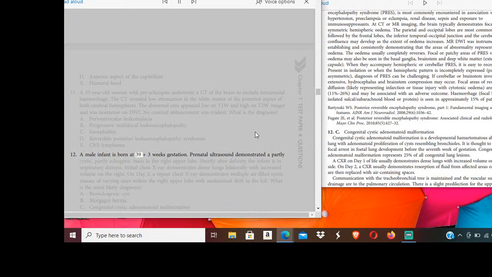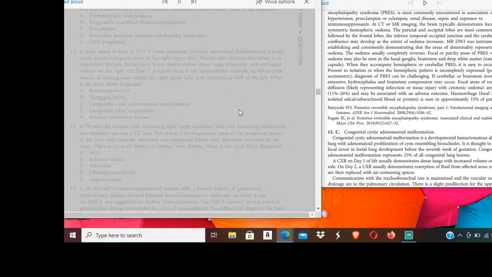12. A male infant is born at 39 plus 3 weeks gestation. Prenatal ultrasound demonstrated a partly cystic, partly echogenic mass in the right upper lobe. Shortly after delivery, the infant is in respiratory distress. Initial chest X-ray demonstrates dense lungs bilaterally with increased volume on the right. On day 2, a repeat chest X-ray demonstrates multiple air-filled cystic masses of varying sizes within the right upper lobe with mediastinal shift to the left. What is the most likely diagnosis?